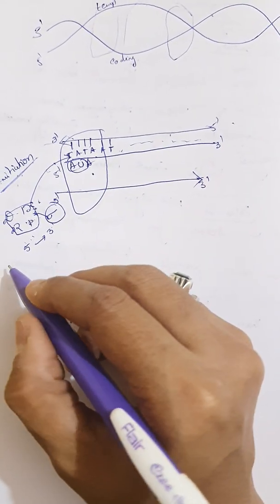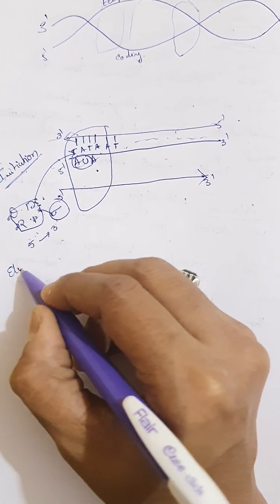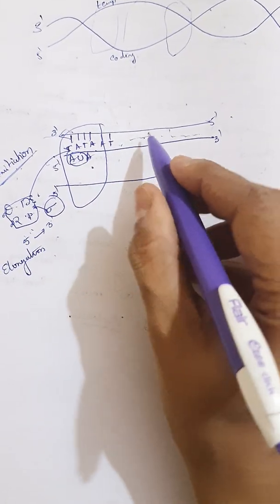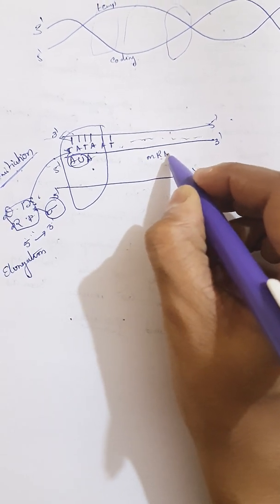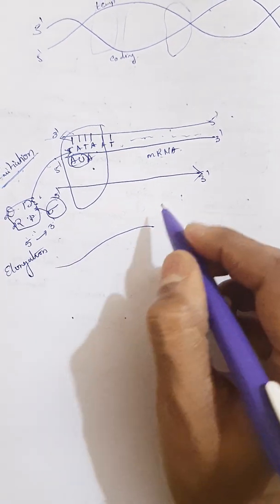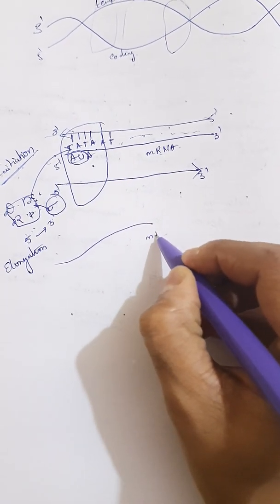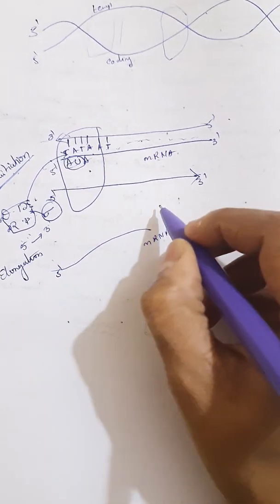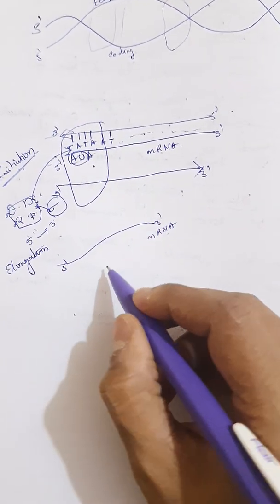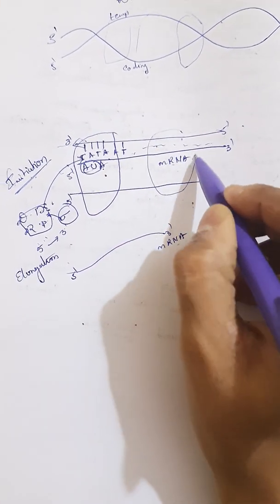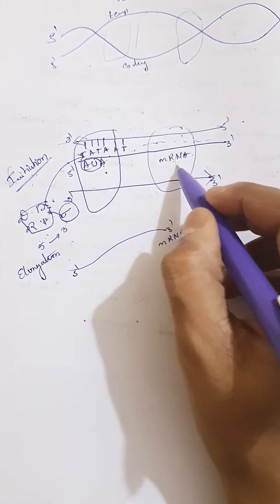Later on, after initiation, we call the next process elongation. Once the mRNA strand is formed from the DNA strand, it comes out of the DNA strand. Now this mRNA strand has a polarity of 5' to 3' direction.